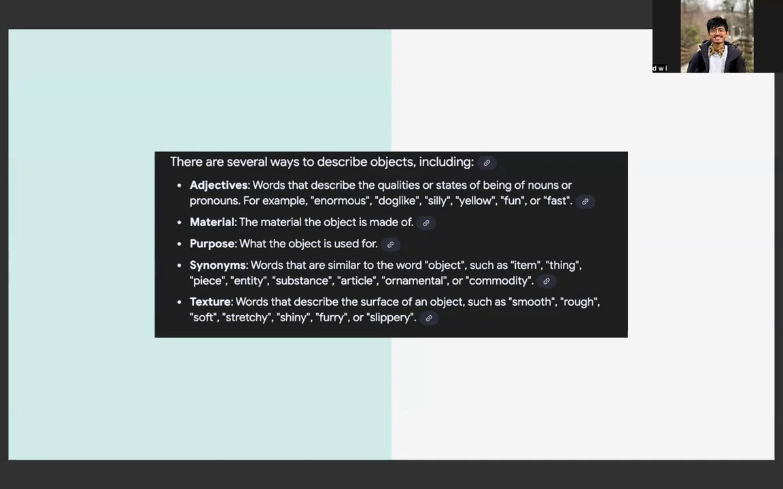And then the synonym, what this object is actually similar to. And then the texture, because every object possesses a different texture. When we talk about a piece of paper, it is really thin, but when we talk about water, it is liquidy. When we talk about oil, it's oily and all that stuff. So make sure we have proper vocabulary in order to describe any object we want to describe.